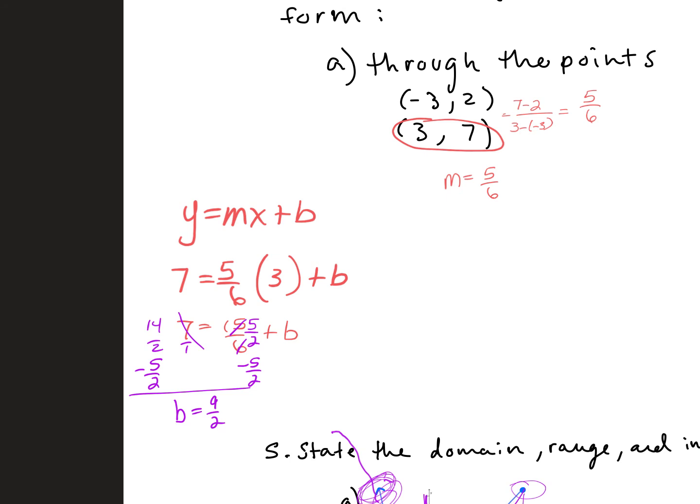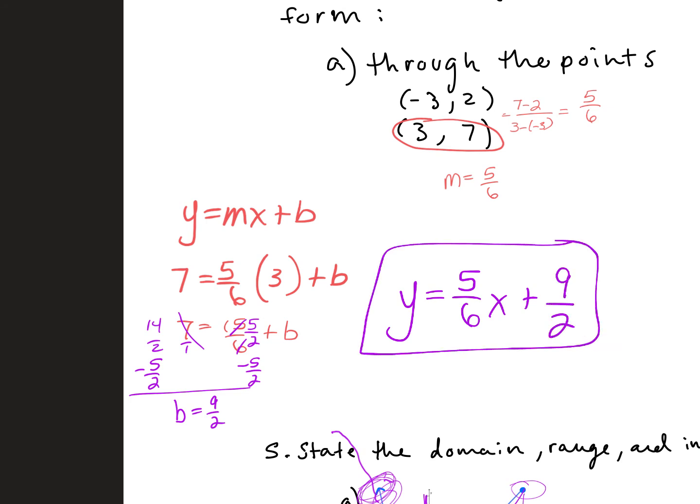So to write the equation of a line in slope-intercept form, this would be y equals 5/6 x plus 9 over 2. Do you have to simplify the 9 over 2? No. You can just leave it as an improper fraction. If we did it the other way, you get the same answer. I got 27 over 6, simplify that.